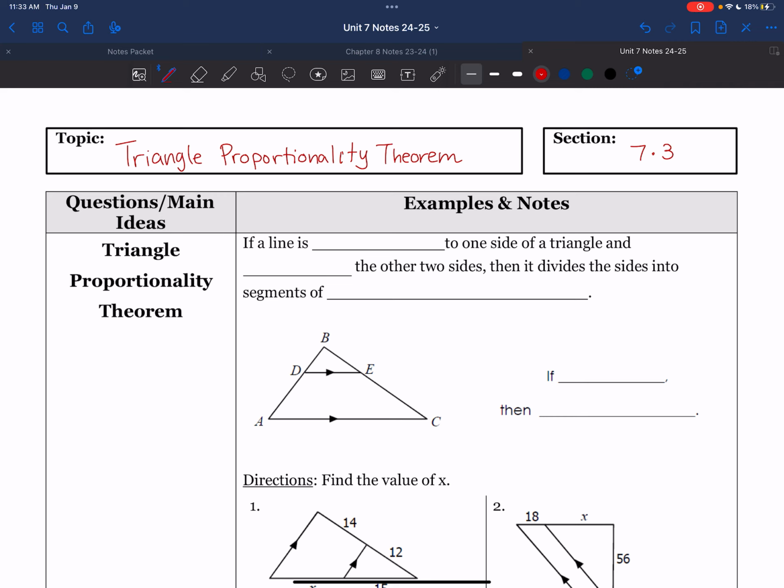The first thing is triangle proportionality theorem, which states that if a line is parallel to one side of a triangle and crosses the other two sides, then it divides the sides into segments of proportional parts.